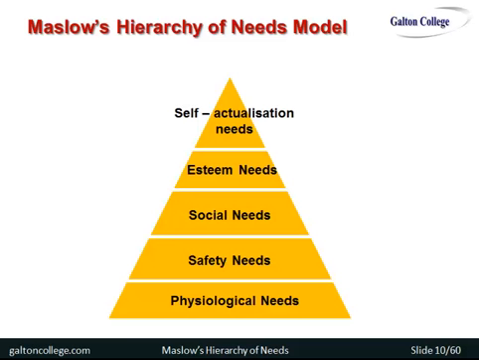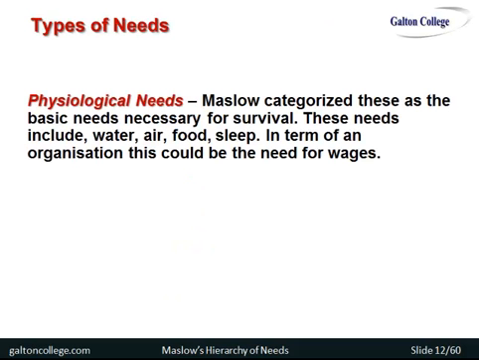So let's look at it in a little more detail, the types of needs. For a start, let's talk about the physiological needs. These are categorized by Maslow as the basic needs necessary for survival. These needs include water, air, food, sleep. And in terms of the organization, this could be wages, it could be remuneration. Because people may enjoy the status of their work, may enjoy the social contact at work, but if they're not being paid, they will not be there. So it's in a sense the basic need.